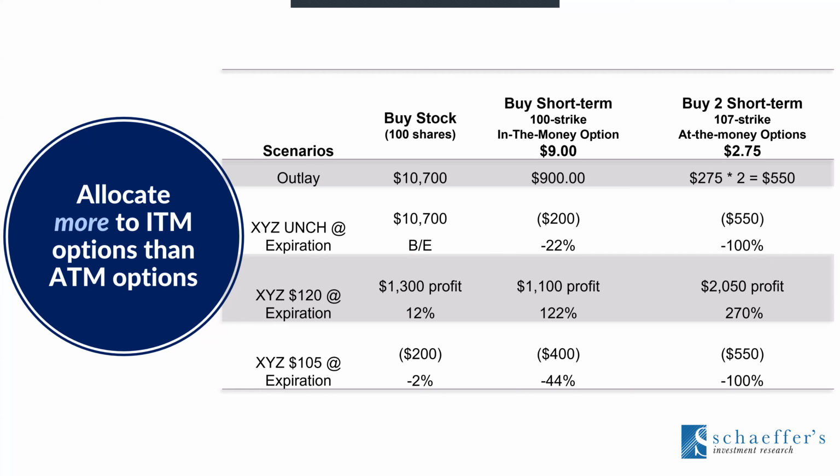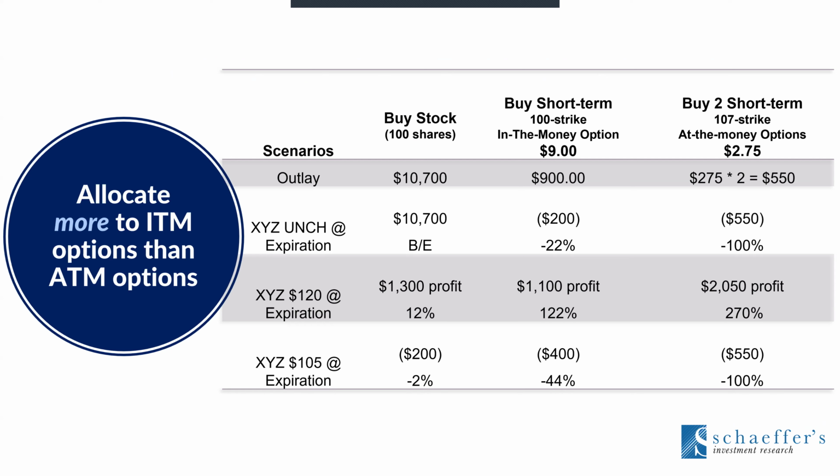Now, what's the difference here to me? The biggest difference is capital outlay. If you're buying options, you're only using about $550 if you're playing at the money, or $900 if you're in the money on this position, and you're only risking $200 or $550. Now look at if it goes to $120 at expiration, it's $1,300. So that's a 12% gain on the stock, $1,100 or 122% gain on $900, or 2,050 profit, or 270% for at the money. And then you can see if it's at 105 at expiration.